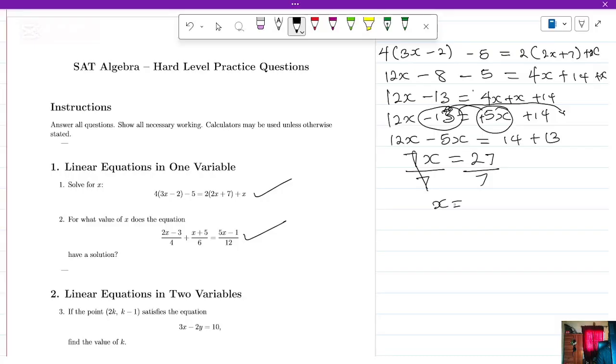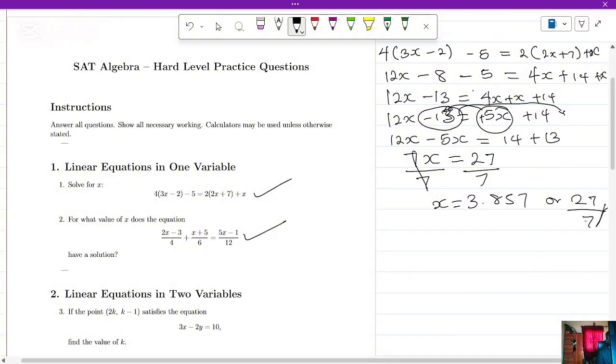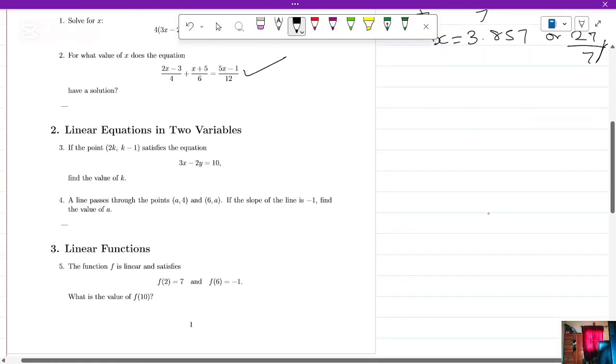Your x is 3.857, or you can just leave it as 27 over 7. It's as simple as that. That is how you can do well to solve this particular question. Now let's move to the second one.